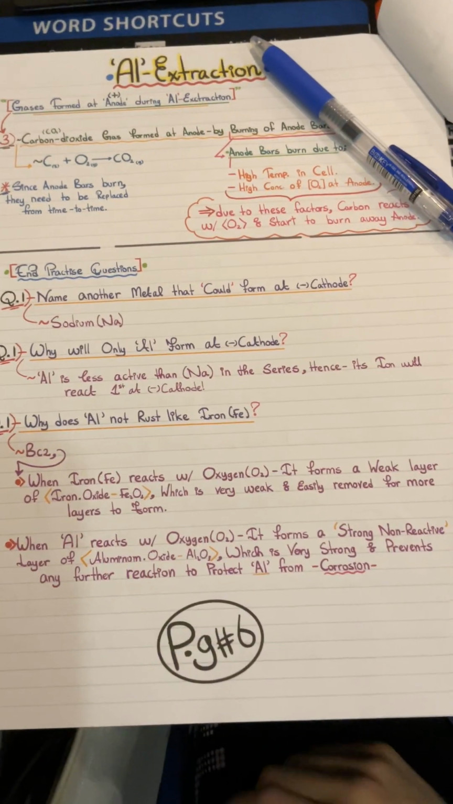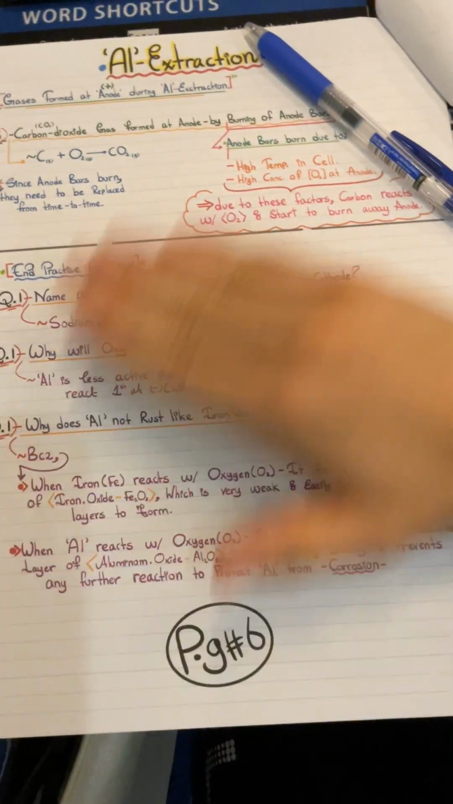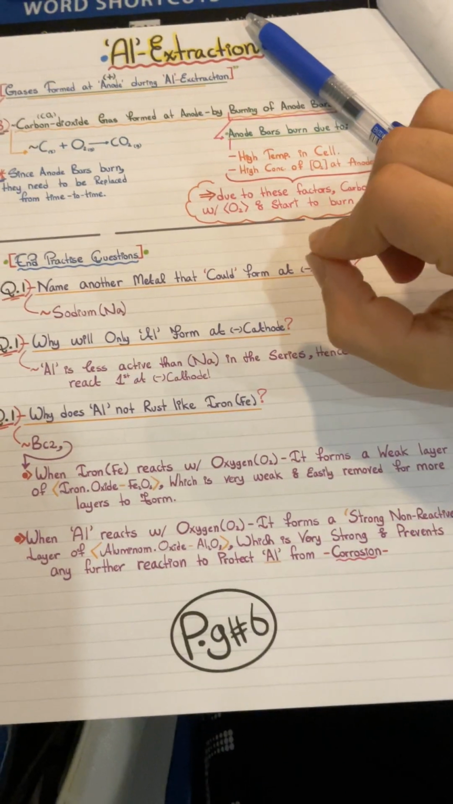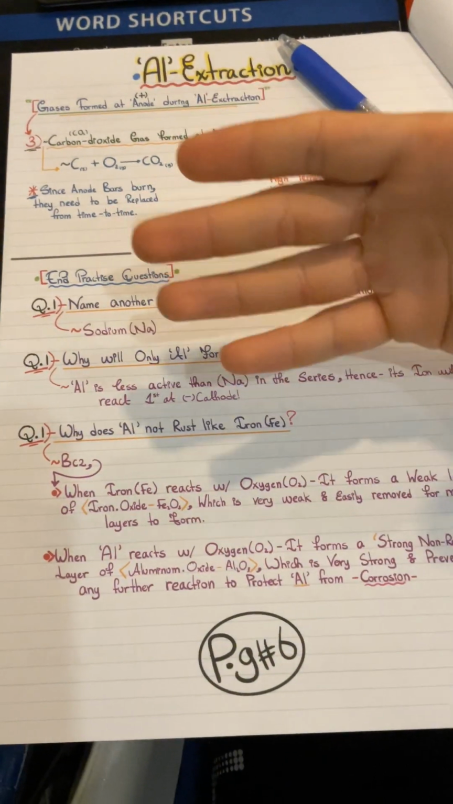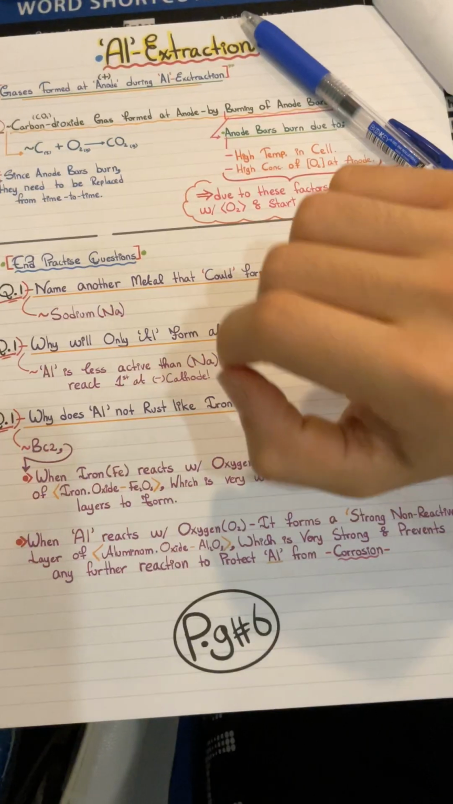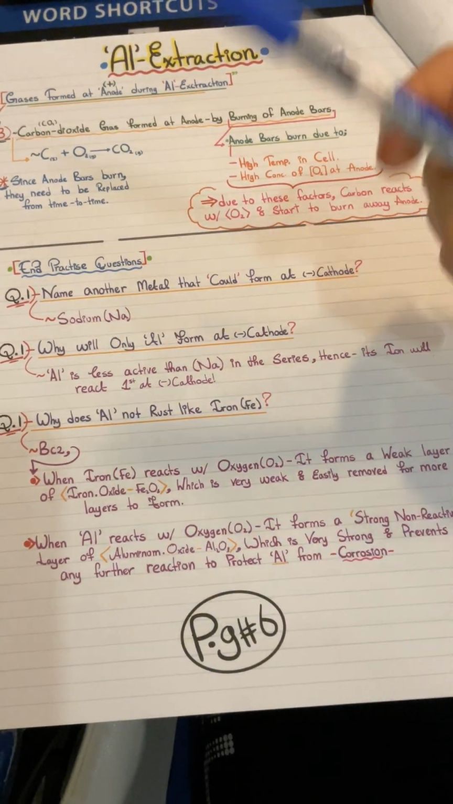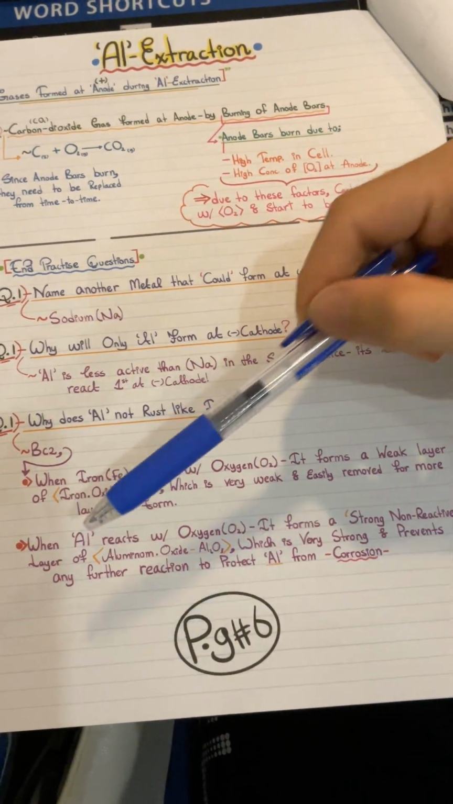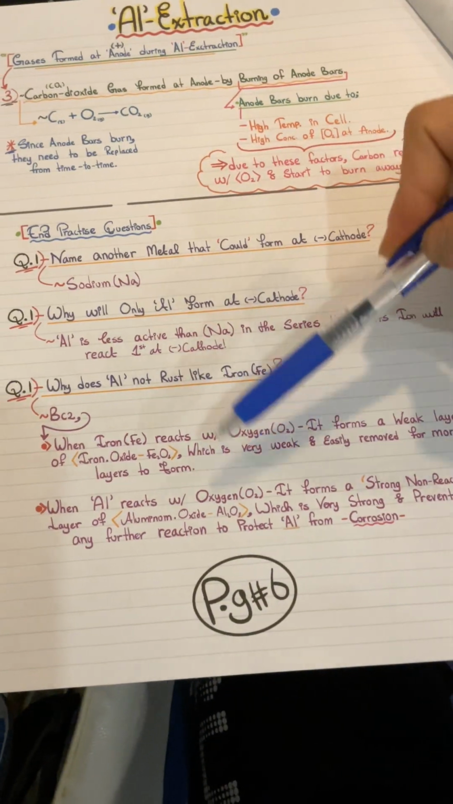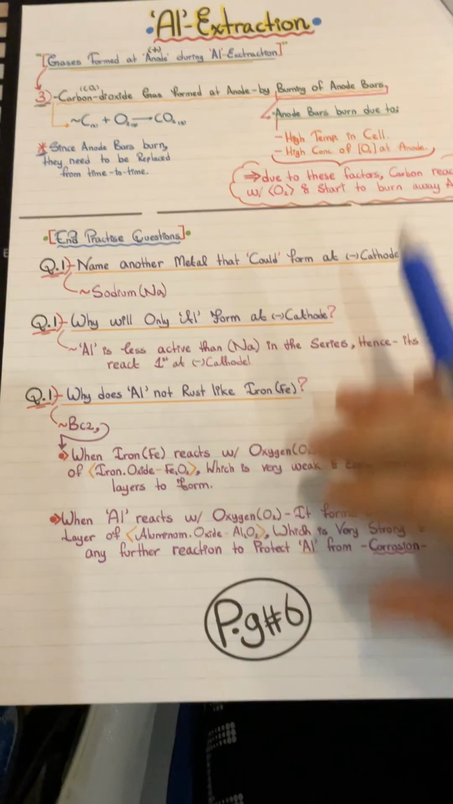Aluminum, on the other hand, will react with oxygen and it will form a strong, non-reactive layer of aluminum oxide. This is so strong that it will prevent any further reaction of aluminum, which would result in corrosion or rusting. So iron will form a weak layer that will keep resulting in more and more reactions, forming many layers. Aluminum will form a strong non-reactive layer that will stop at once and not result in more layers forming, and there will be no rust or corrosion, okay?